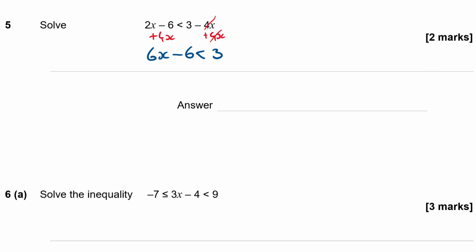Okay, next step, let's add 6 to both sides. Okay, and I'm going to get 6x. These two are going to cancel each other out, so just going to leave me with 6x. 6x is less than 3 plus 6 is 9. And then finally divide both sides by 6. Okay, I'm going to get x is less than 9 over 6.